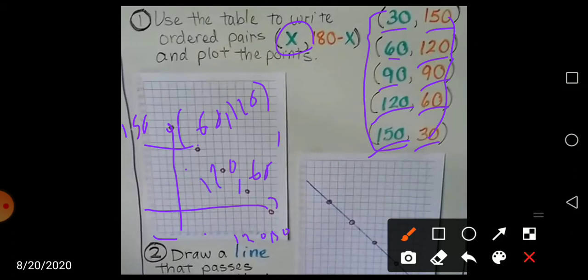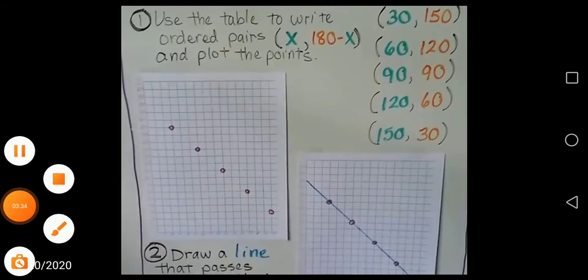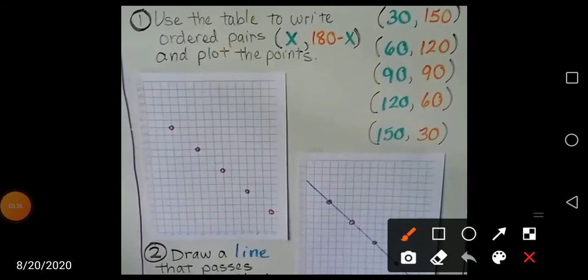After this, what should I do? After this step, the next step is to draw a line passing through the points. Okay, this line, like this.